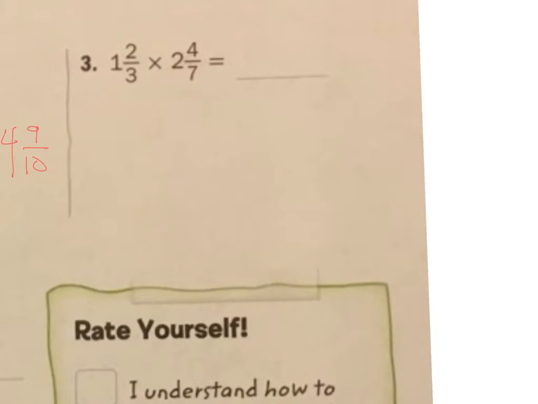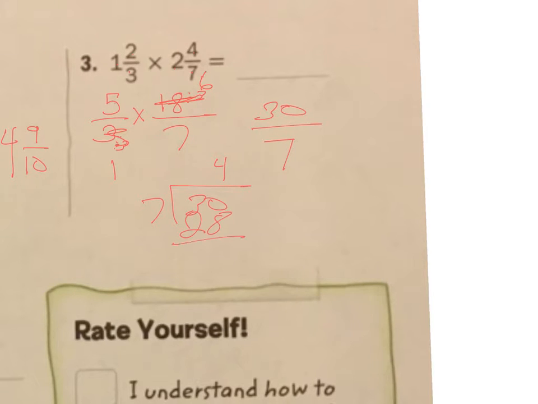Okay. Number 3. Put these mixed into improper. 3 times 1 is 3, plus 2 is 5. 5 over 3 times 2 times 7 is 14, plus 4 more is 18, over 7. Now this can be divided by 3, and this can be divided by 3. That equals 6, and that equals 1. 6 times 5 is 30. 7 times 1 is 7. Now I go 30 divided by 7. Goes into there 4 times. That's 28. Subtract that out, it's 2. So 4 2/7.